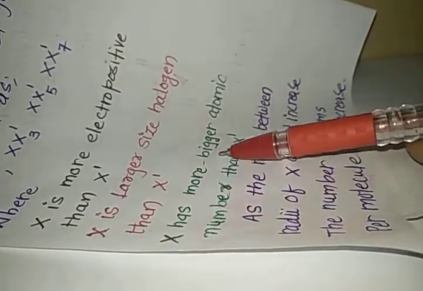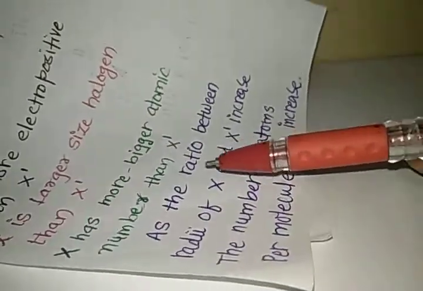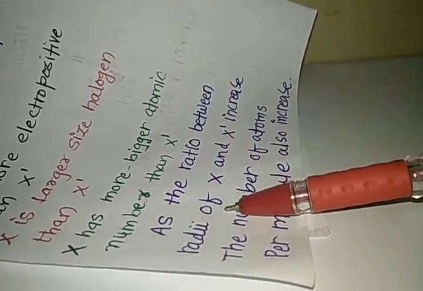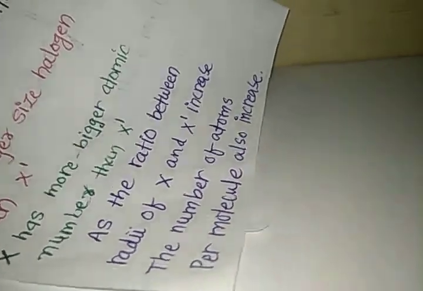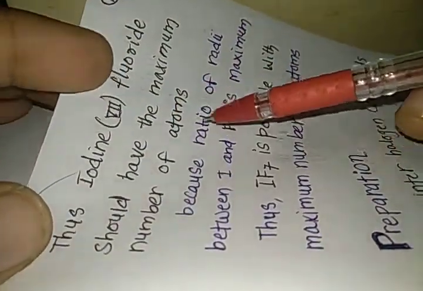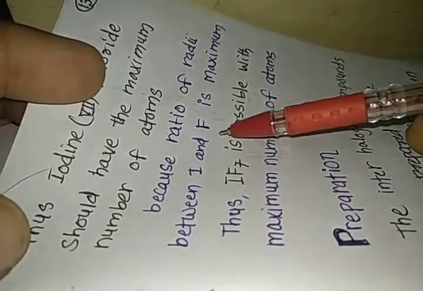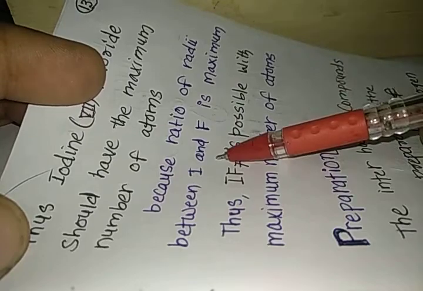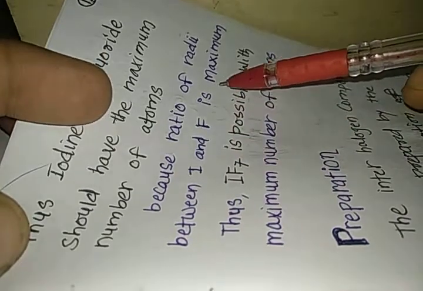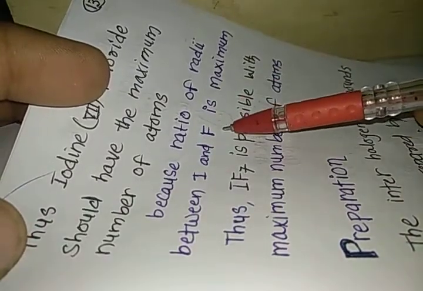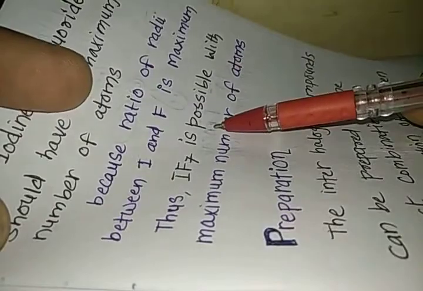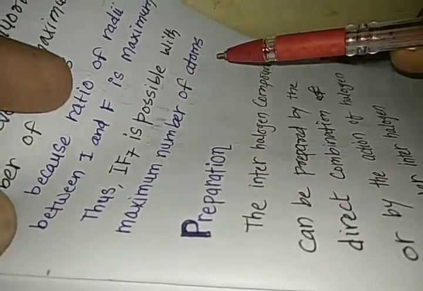Or we can say X has a bigger atomic number than X'. As the ratio between the radii of X and X' increases, the number of atoms per molecule also increases. Thus, iodine heptafluoride, IF7, should have the maximum number of atoms, because the ratio of radii between I and F is maximum. Thus IF7 is possible with the maximum number of atoms.